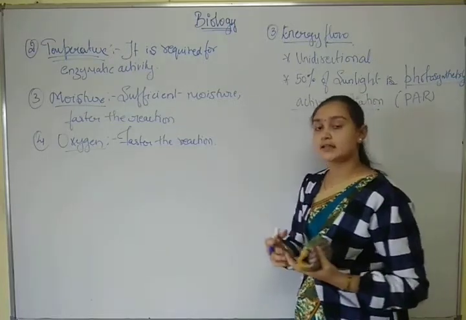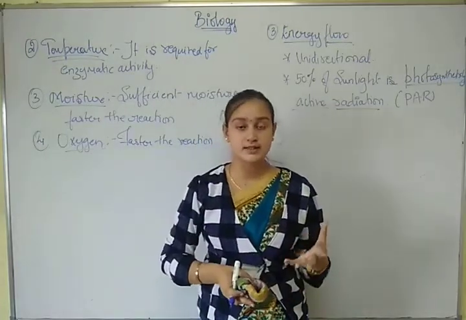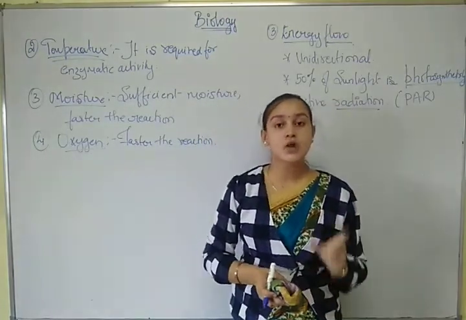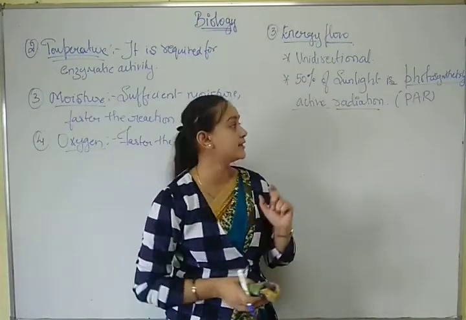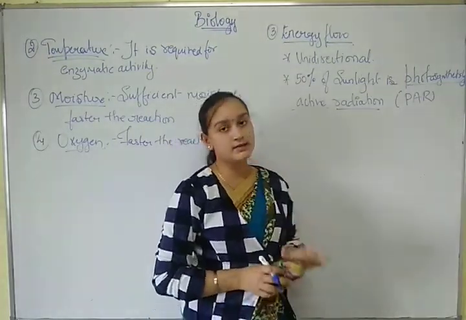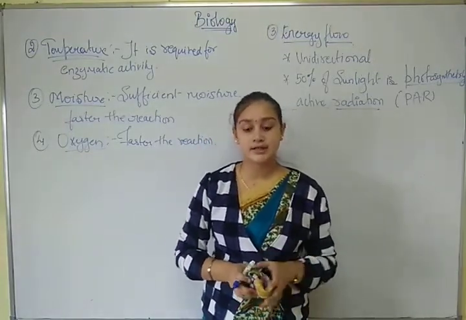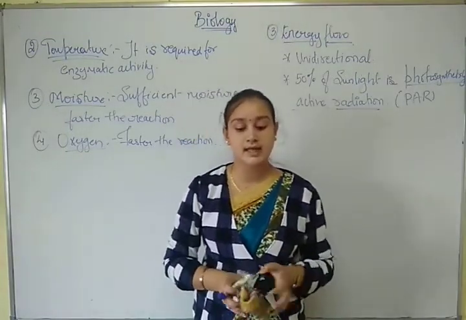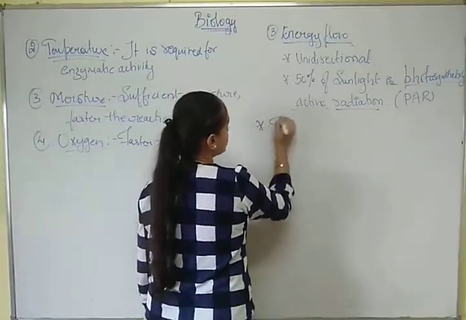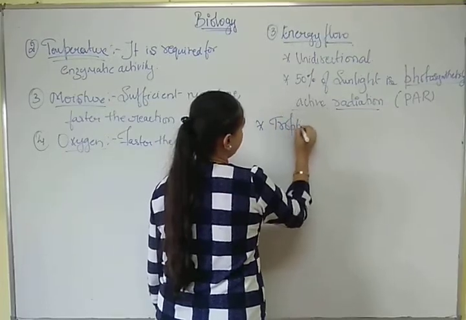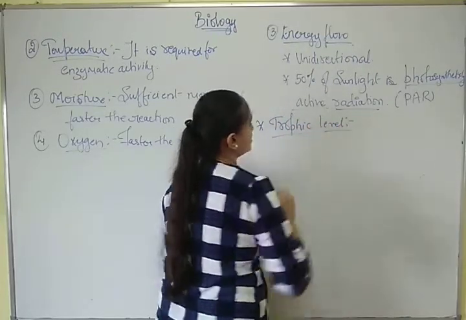So, of the radiation coming from the sunlight, the radiation that helps photosynthesis is only 50%. So we call it photosynthetically active radiation. Okay, in energy flow we will study about the trophic level.